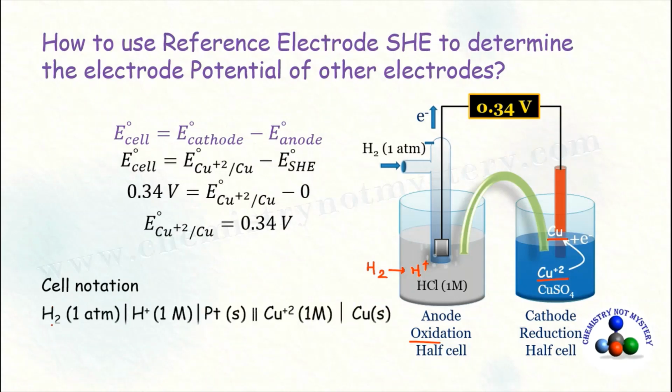So here you will get H2 gas at 1 atmosphere pressure, then single vertical line to separate the phase, then H plus ion concentration at 1 molar, single vertical line to separate the phase, as platinum electrode is present in solid state. Then place a salt bridge, copper 2 plus ion and the concentration is 1 molar. Then single vertical line to separate the phase, then copper solid. So this is the complete cell notation. So that's how electrode potential of different electrodes are measured by using SHE.